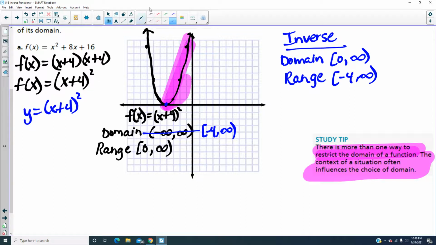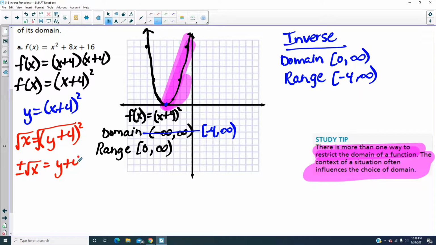Then I'm going to switch the x and the y. So x is now y. And then I am going to solve for y. So we're going to take the square root of both sides. Plus or minus square root of x equals y plus 4. So then subtract 4, and the plus or minus square root of x minus 4 would be y.